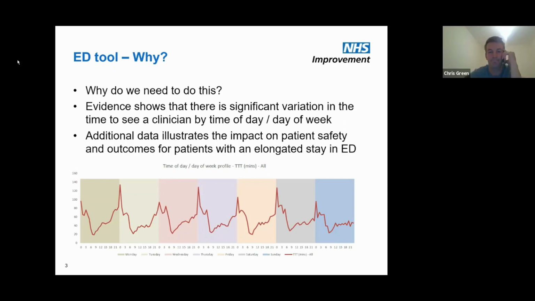Great, thanks Dan. Something this tool can also be used for is to have a look at patient safety and quality. As part of this tool, we also offer additional data diagnostic analysis. As part of that, we look at the impact on patient safety and outcomes for patients who have an elongated stay in ED. It's something which we talk about a lot, and there's multiple evidence and papers written about it.